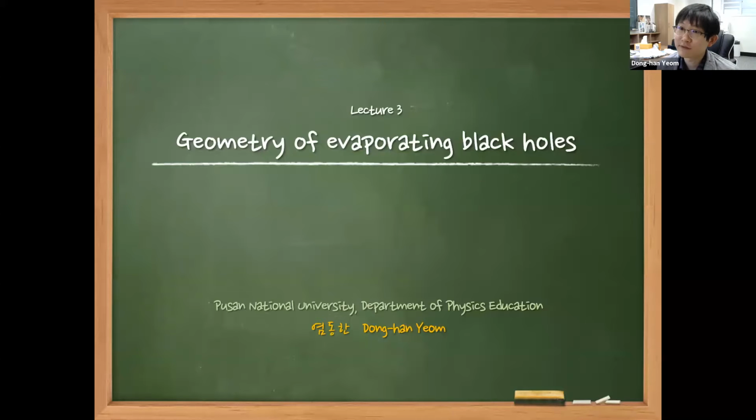In the first day and second day, I discussed the origin of Hawking radiation. And in addition, yesterday I discussed the Bekenstein-Hawking entropy. So based on these two lectures, now maybe we can move our interest to the evaporating black holes. So today the task is to see the very details of the geometry of the evaporating black holes.